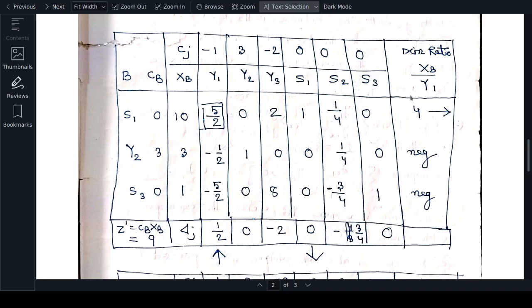Second table. Yes, sir. Okay, so similarly you find out z dash, cb into xb, and corresponding delta j. Does the second table give us an optimal solution? No, sir. Why? Because we have a positive value, a positive value of delta j, 1 by 2. So 1 by 2 is our incoming vector. Okay, so next class we will discuss the remaining portion.